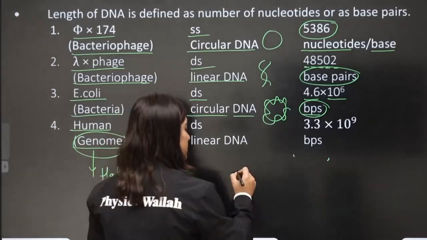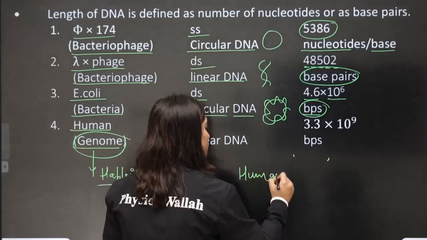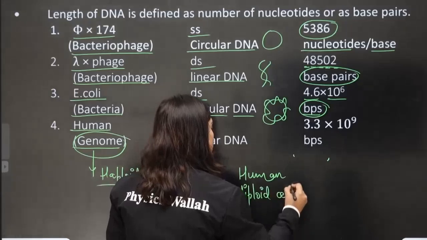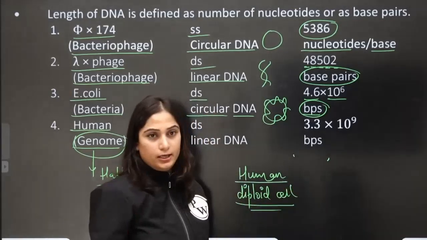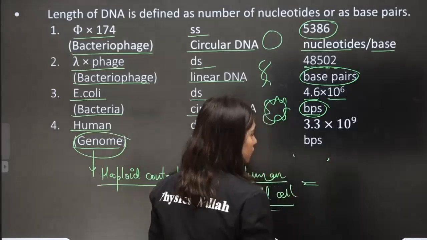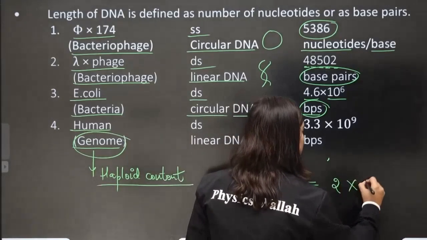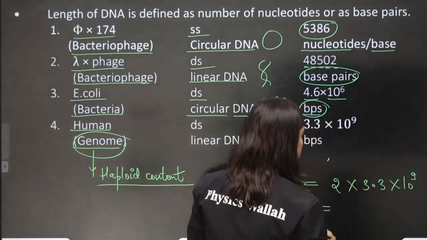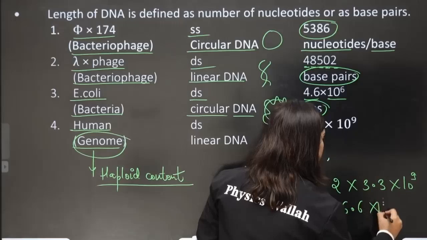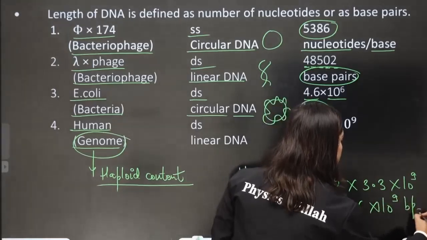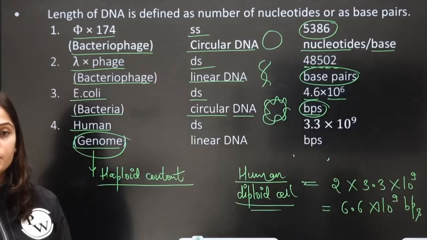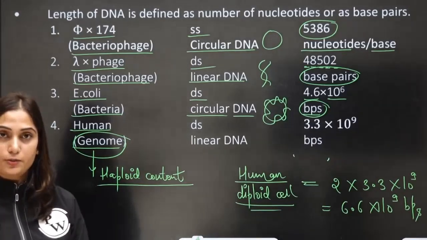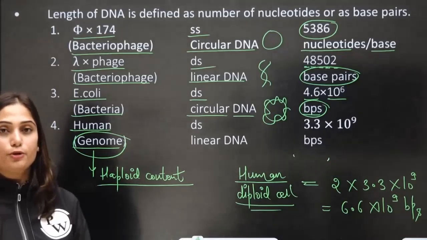If it is asked what the number of base pairs in a human diploid cell is, then in a human diploid cell, or any mammalian diploid cell, the number of base pairs would be 2 into 3.3 into 10 raised to the power 9. That comes out to be 6.6 into 10 raised to the power 9 base pairs. And in the haploid cell, it would be 3.3 into 10 raised to the power 9.